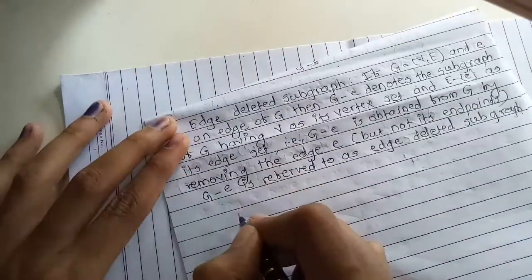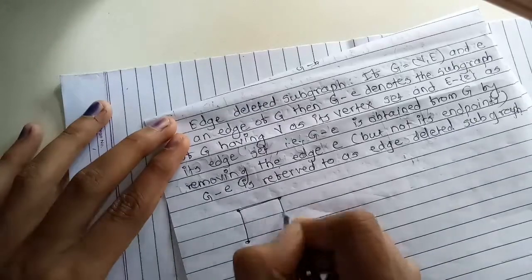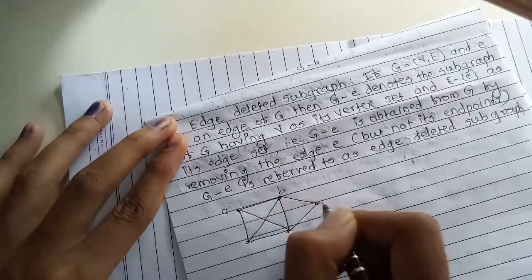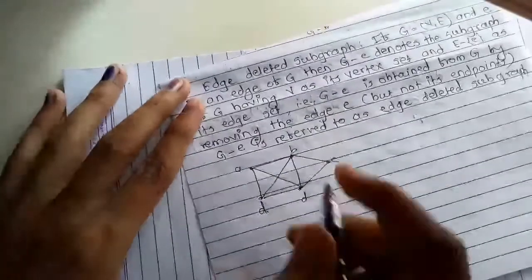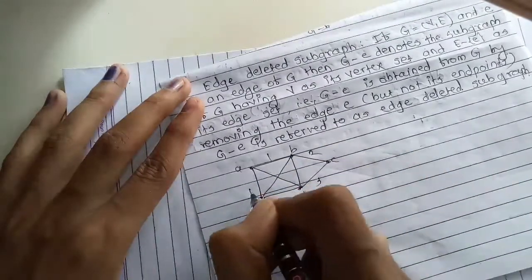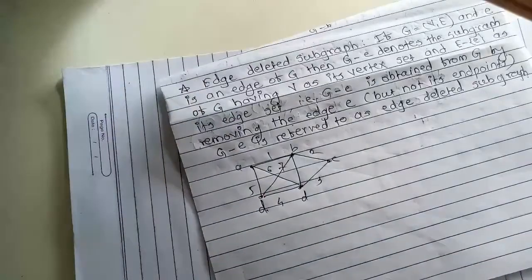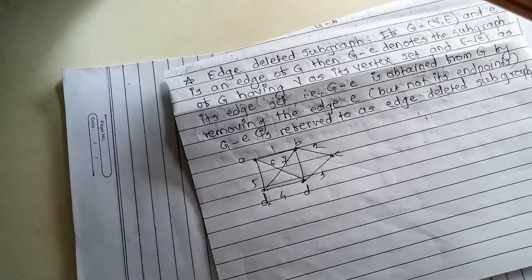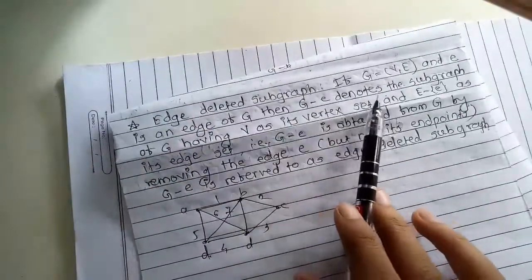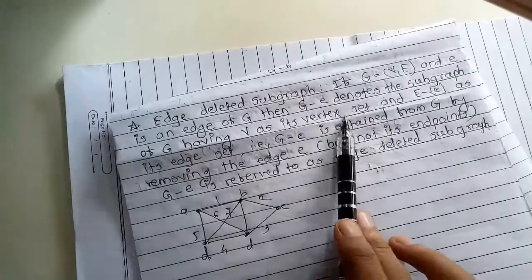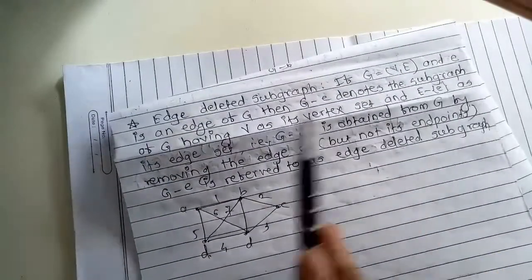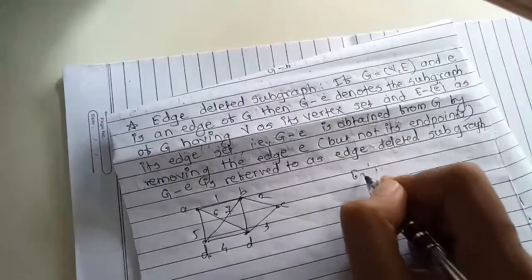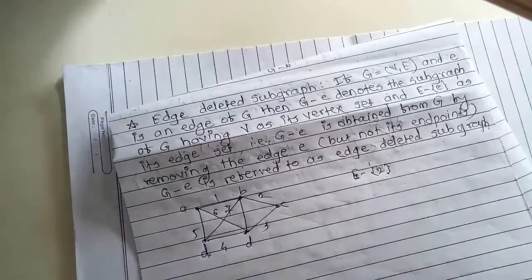For example, we take again this graph. A, B, C, D and E. 1, 2, 3, 4, 5, 6 and 7. Right? So we want to make an edge deleted subgraph. Suppose here what is given? G minus e denotes the subgraph of G having V as its vertex set and E minus singleton e as its edge set, right? Suppose we choose the edge 2, right? So we want the graph E minus singleton 2.